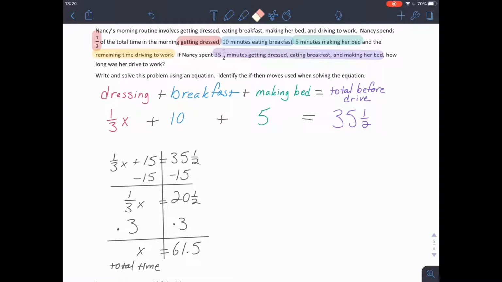So now that we know that her total time that she was getting ready and going to work was 61.5 minutes, and we know that all of the things before driving were 35.5 minutes, then all we need to do to figure out how long she was driving is to subtract those two numbers, and we see that she spends 26 minutes driving.